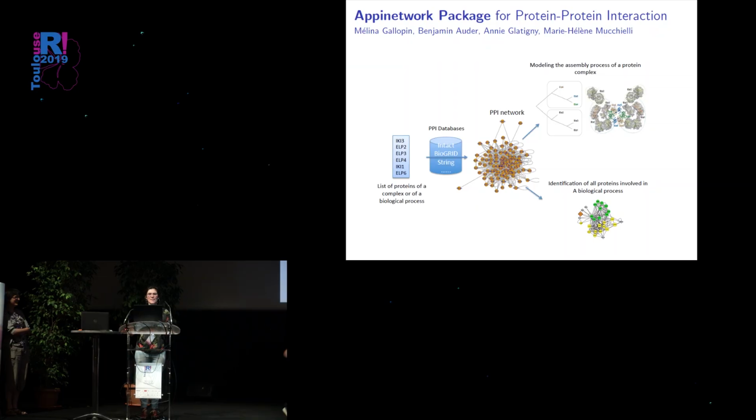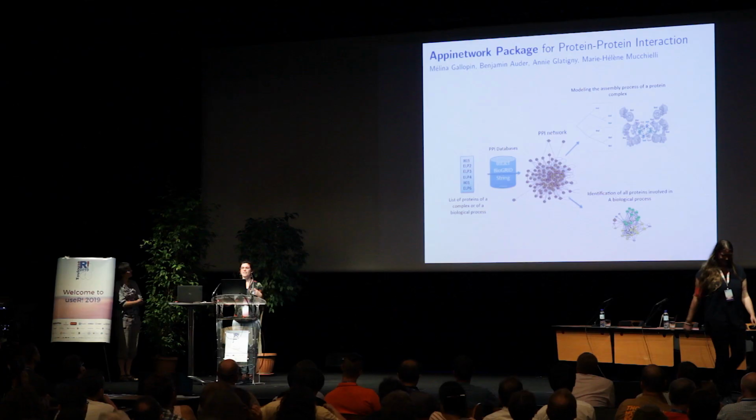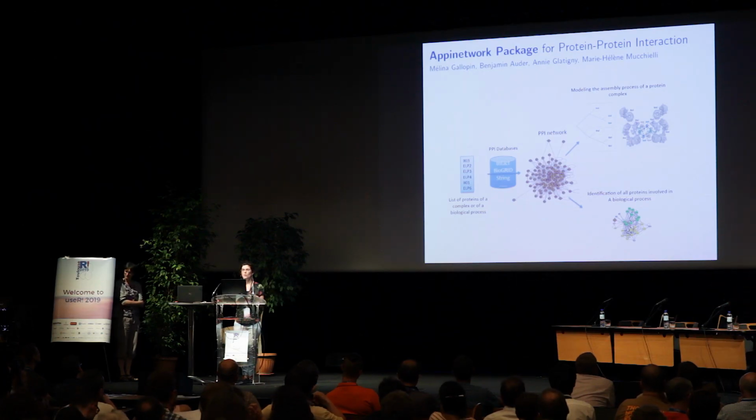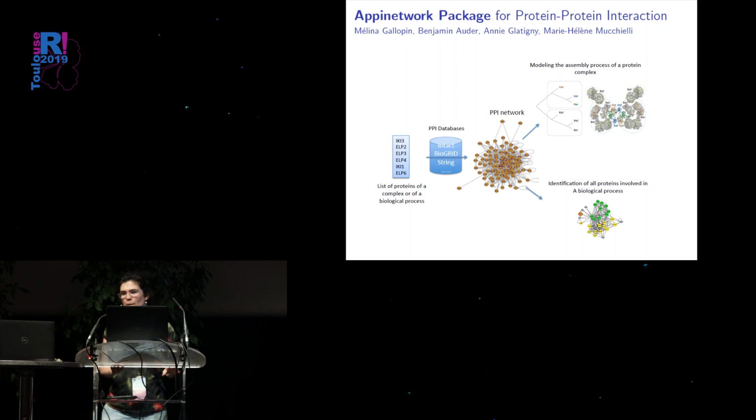So hi everybody. So I present a package called Happy Network, which is designed to build protein-protein interaction networks and analyze them. It's available on GitHub, and it's a work-in-progress package, so it integrates our code in Python and C. So come and have a look at my poster in number A7.